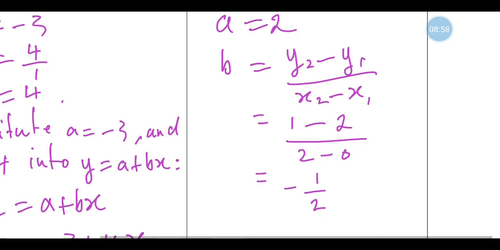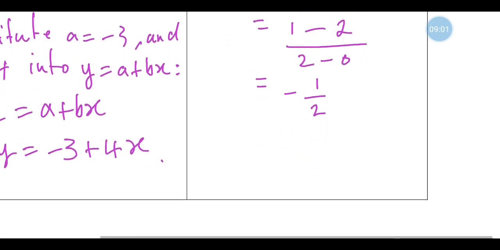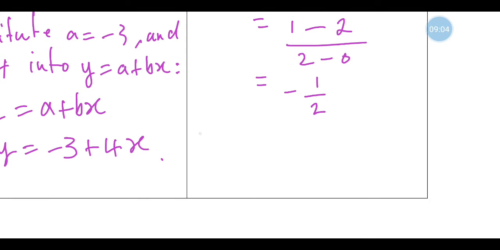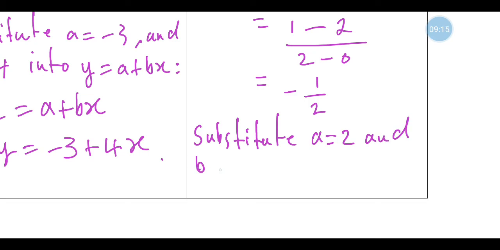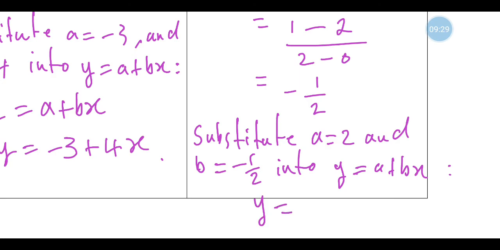Step 3 is to simply substitute our a and our b values into y equals a plus bx. So substitute a equals 2 and b equals -1/2 into y equals a plus bx. So we get y equals 2 minus 1/2 x.